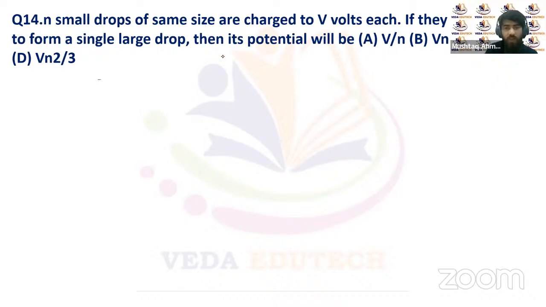So we have n small drops, identical drops, each of charge small q and each of small radius r. There are n such drops.